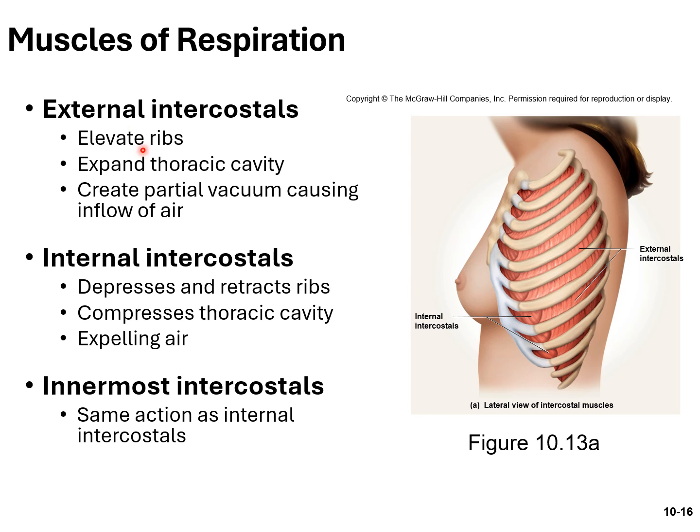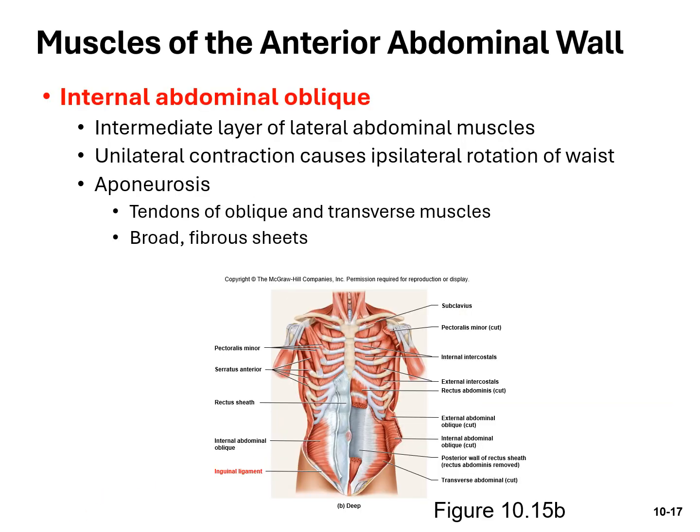The external intercostals are going to be on the outside. They bring the ribs up. The internal ones are on the inside, bring the ribs back in, and that also allows you to breathe deeper.